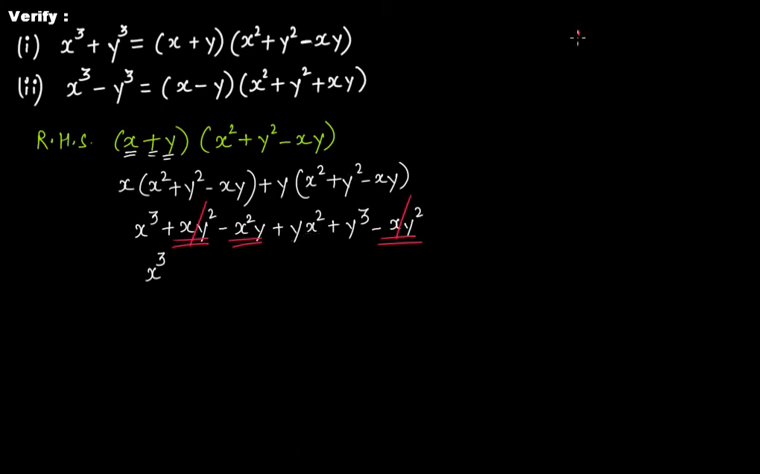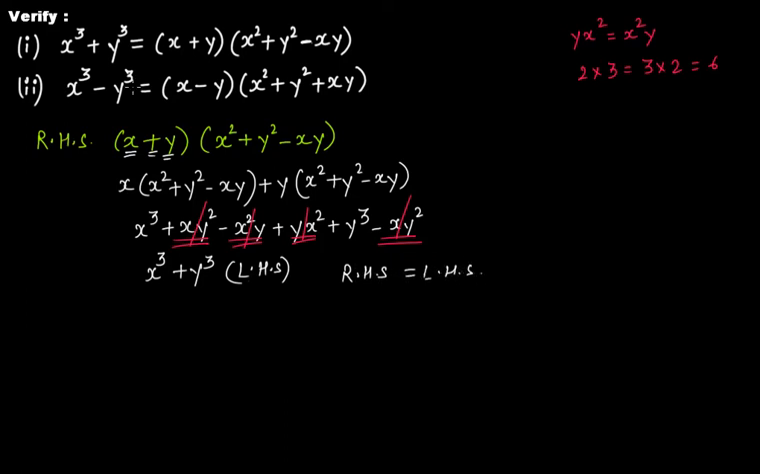Now, yx squared means what? It's actually equal to x squared y. How? 2 multiplied by 3 is equal to 3 multiplied by 2 is equal to 6, right? So this also gets cancelled. Plus and minus equals to 0. So you have x cubed plus y cubed, right? That is, this is left hand side. So yes, it is correct. We have verified it, that RHS is equal to LHS.